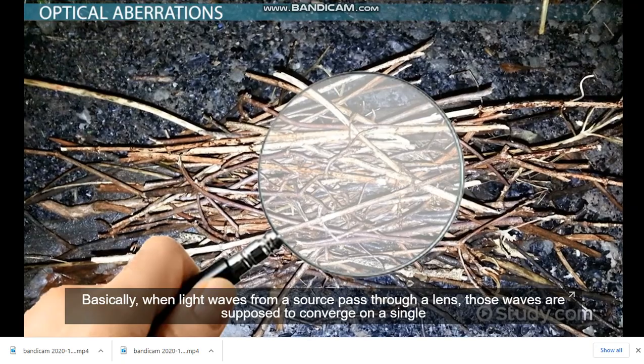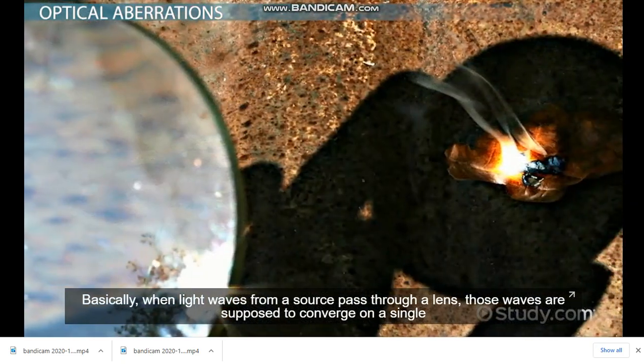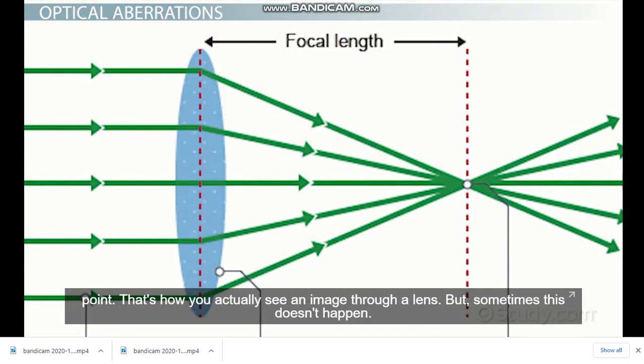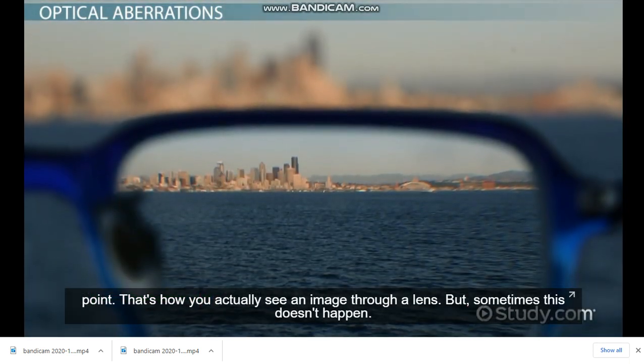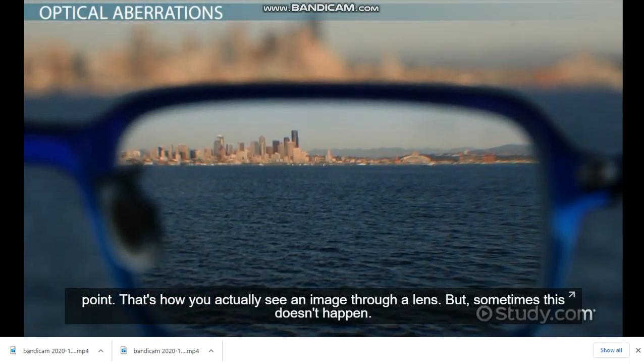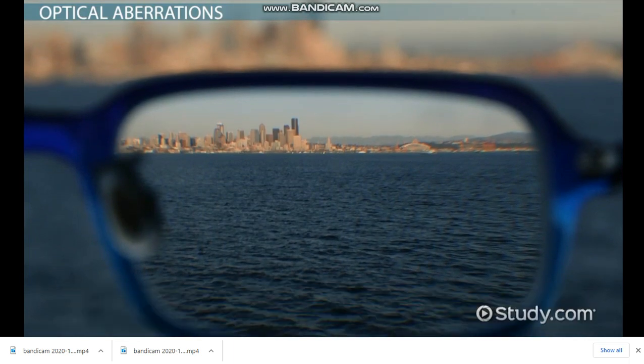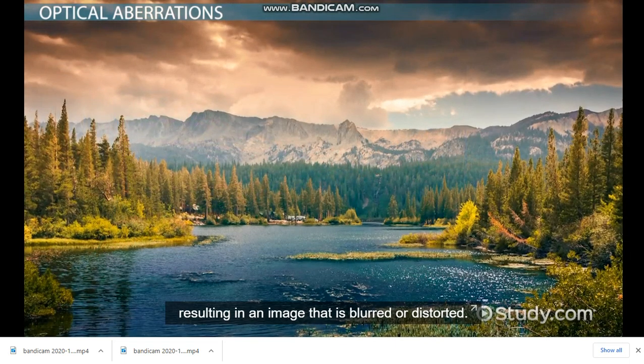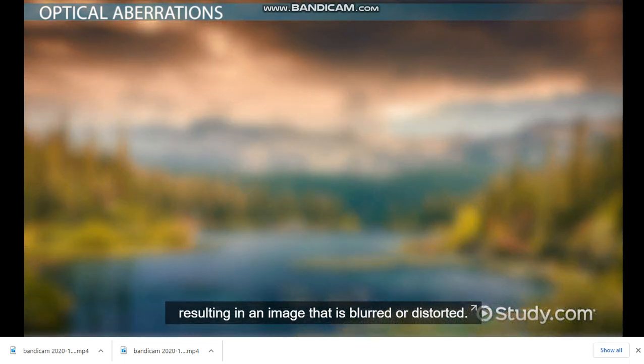Basically, when light waves from a source pass through a lens, those waves are supposed to converge on a single point. That's how you actually see an image through a lens. But sometimes this doesn't happen. Sometimes light waves miss each other, and instead of converging, they end up at different points, resulting in an image that is blurred or distorted.